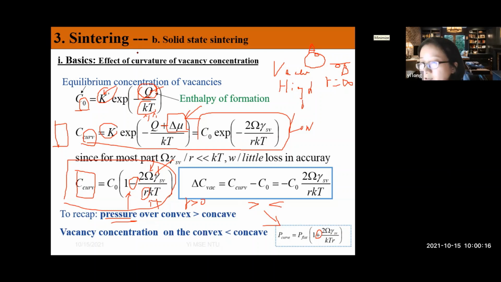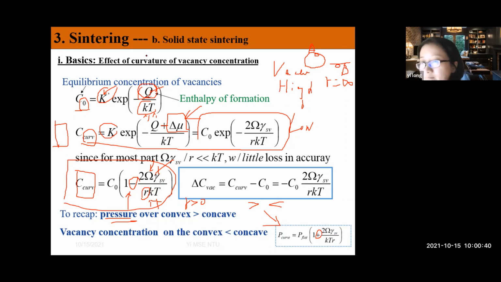Yongjin, can you think again? Because what I'm talking about, if R is larger than 0, which means the balloon case, you always use a balloon to imagine, okay? Radius is larger than 0, which is the convex case. So if R is larger than 0, then the C curve is lower than the C naught.